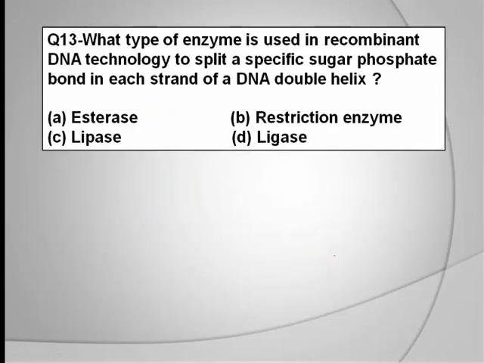Then what type of enzyme is used in recombinant DNA technology to split a specific sugar phosphate bond in each strand of the DNA double helix? Which is the enzyme used to split the sugar phosphate bond in each strand of the DNA double helix?